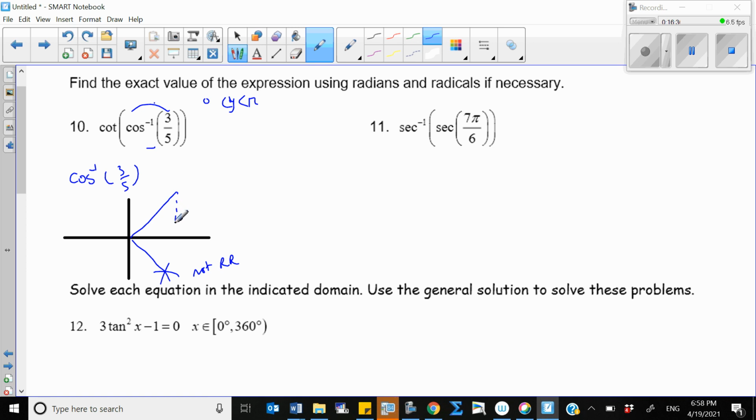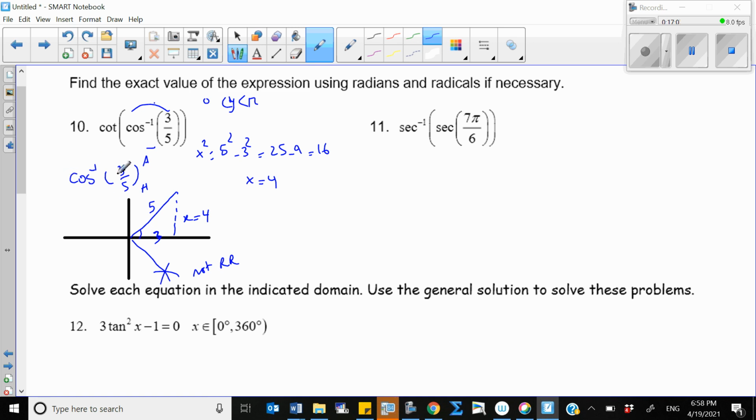Okay, so here I draw my triangle. Cosine is adjacent over hypotenuse, so it's 3 and 5 here. Now I can use the Pythagorean theorem to find the other side. Let's call this one x. So x squared is 5 squared minus 3 squared, 25 minus 9, which is 16, and x will be 4. So this side is 4.